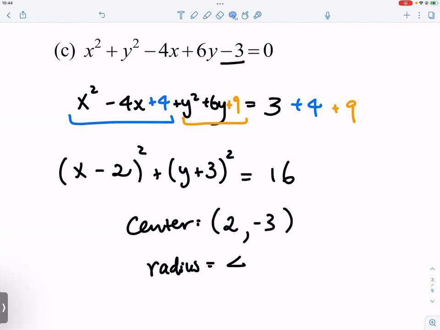So what I'm going to ask you to do tomorrow is that when you come into class, I will ask you, can you write down the equation, the standard form for circle? Okay.